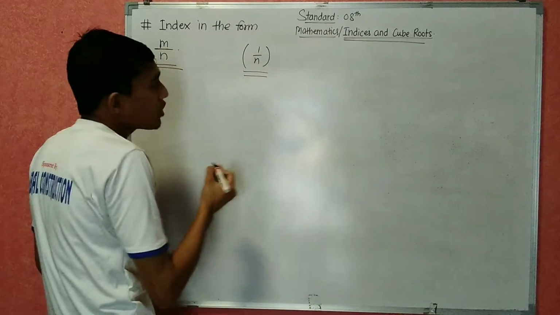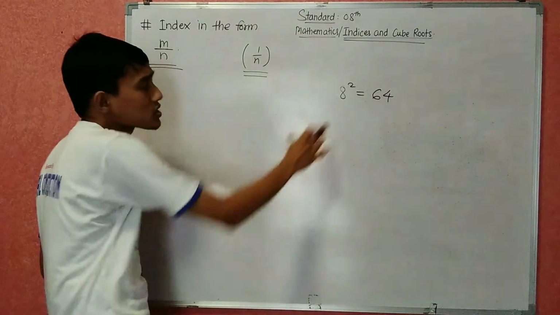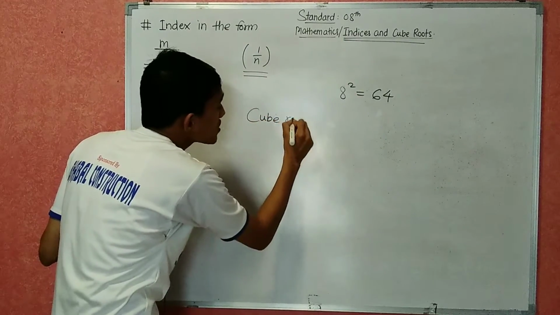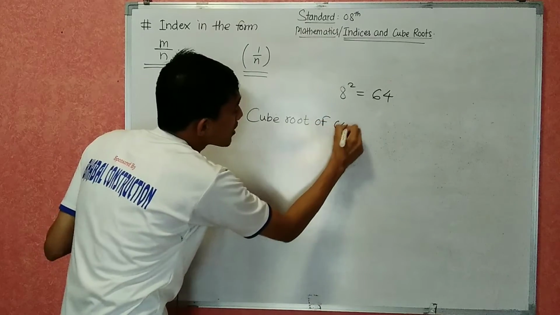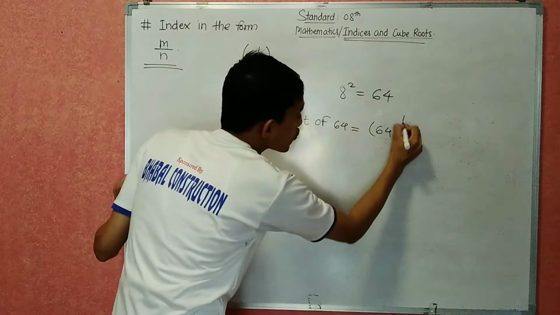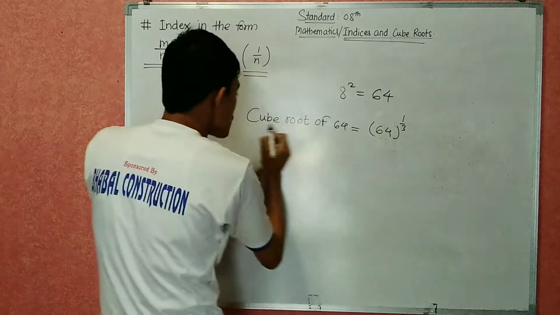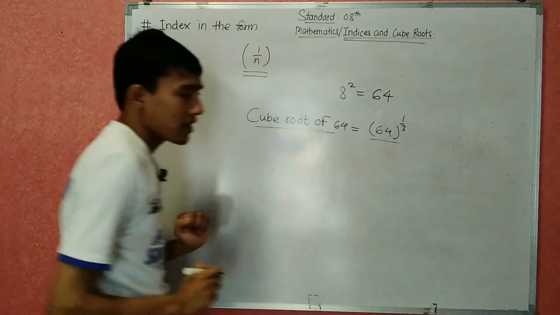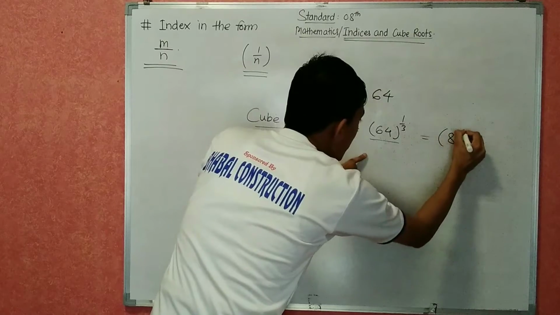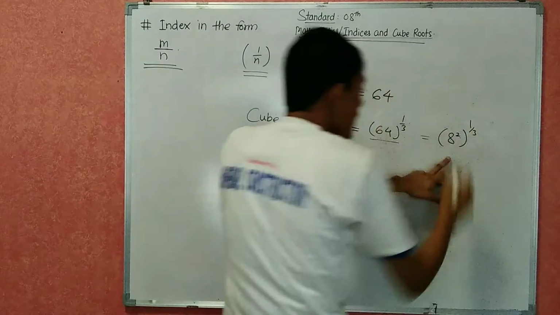Now we know that 8 square is equal to 64. And cube root of 64 can be written as 64 raised to 1 upon 3. So this is the word form, and here we have written it in the index form. But we know that 64 is nothing but 8 square. So we get 8 square raised to 1 by 3.